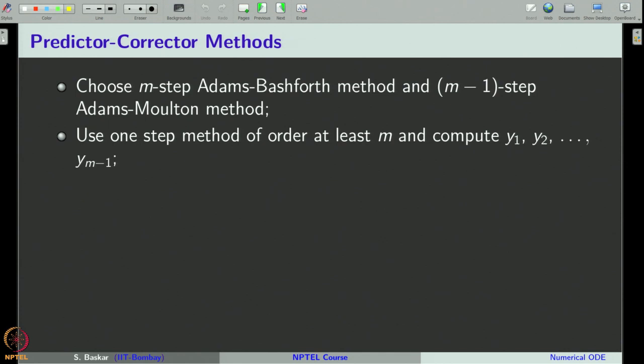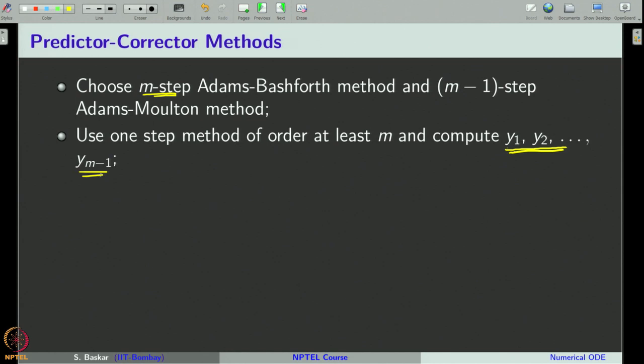So, use one step method of order at least m and compute y1, y2 up to ym minus 1. Remember, since we are fixing m step method, you cannot use Adams-Bashforth and similarly Adams-Moulton method for computing the values of y at first m minus 1 grid points, right?